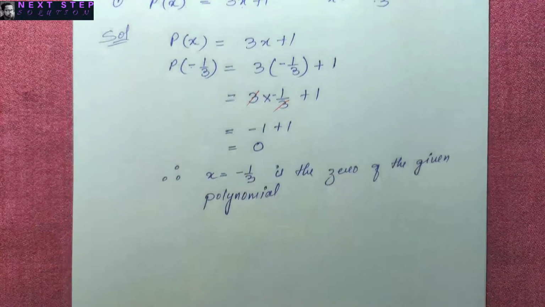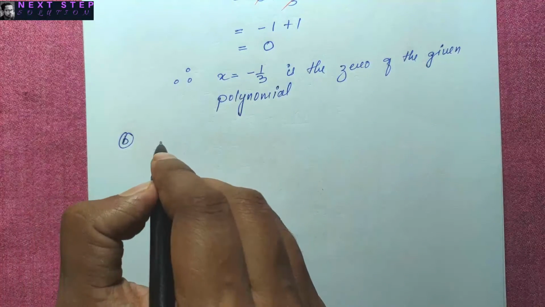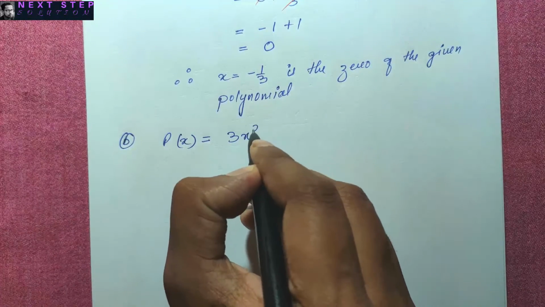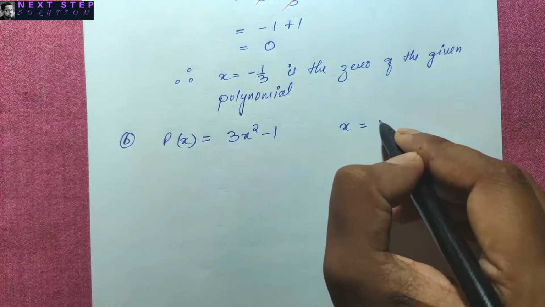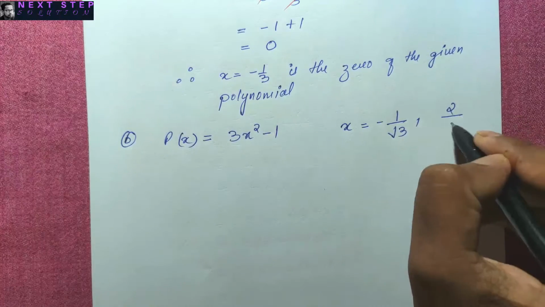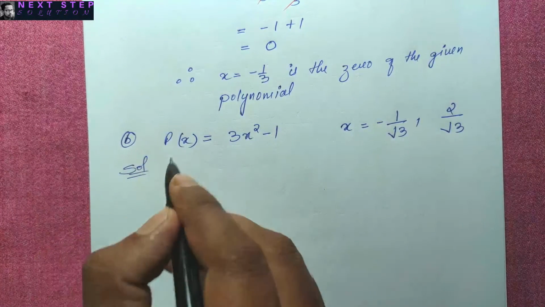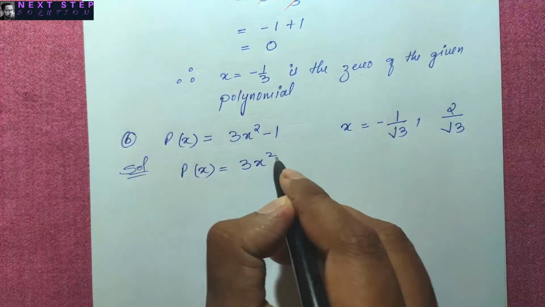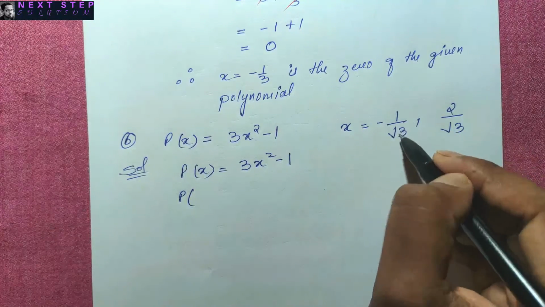Let us see one more question from the same topic. It is, suppose p of x equals 3x square minus 1 and x is equal to minus 1 by root 3 and also 2 by root 3. Two values are given. Now first of all, p of x is equal to 3x square minus 1. We need to change this x and write it as minus 1 by root 3.